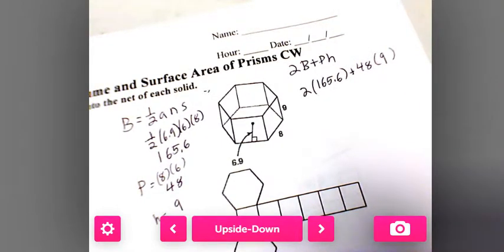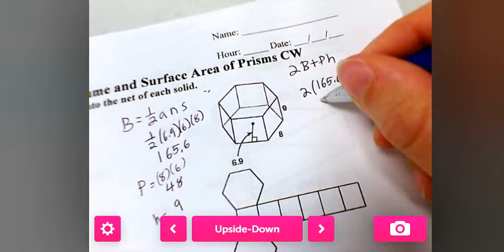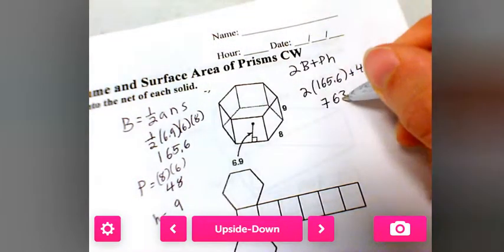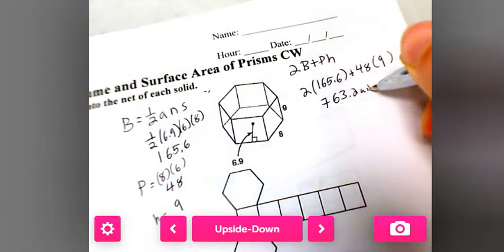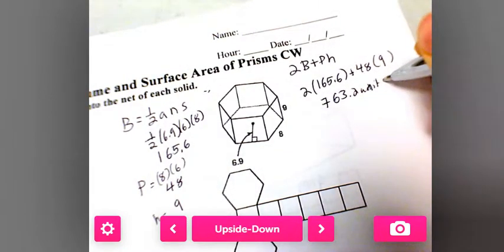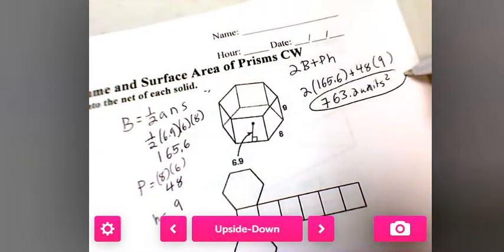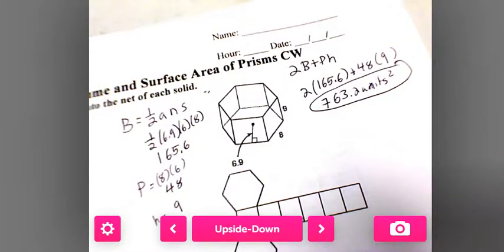So far, so good? Plug this into my calculator, and I get 763.2 units squared. We okay? No? A little bit confused? Okay.